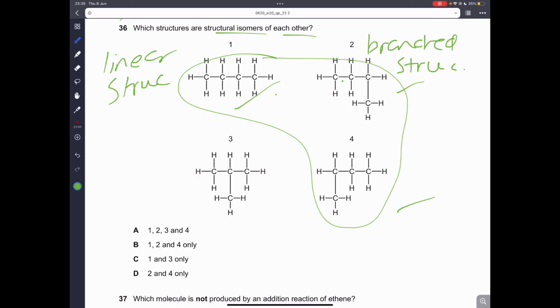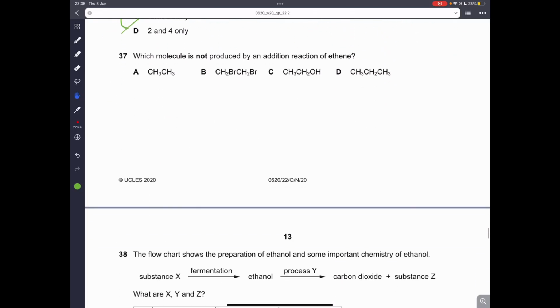However, if you look at number 3, you can see that it is an isomer because the methyl group is on the second carbon. If you look at option number 2, you can see that the methyl group is on the first carbon atom, which is the same as this one. This one also is on the first carbon atom, and therefore they are the same thing. 1, 2, and 4 are the same thing, but 1 and 3 are different, and therefore they are structural isomers of each other.